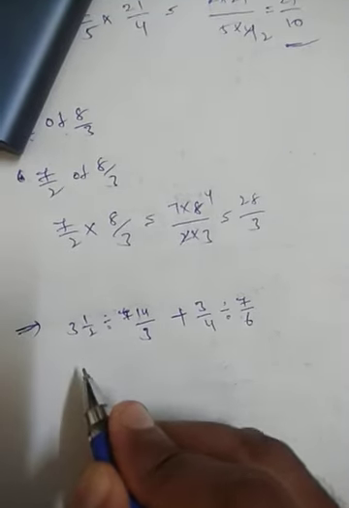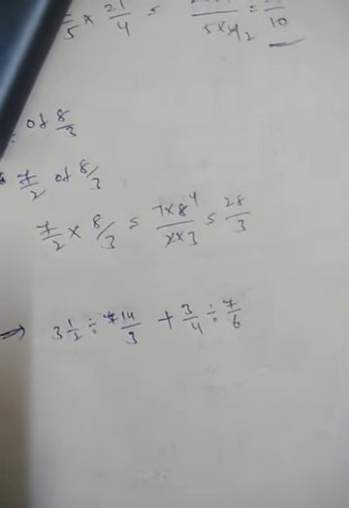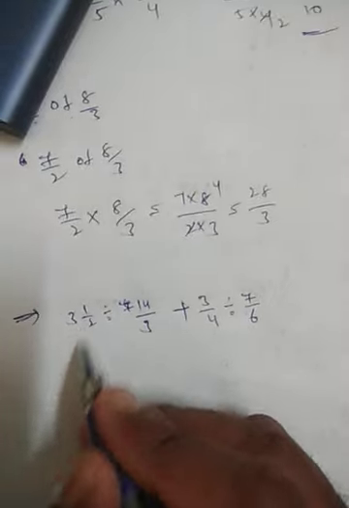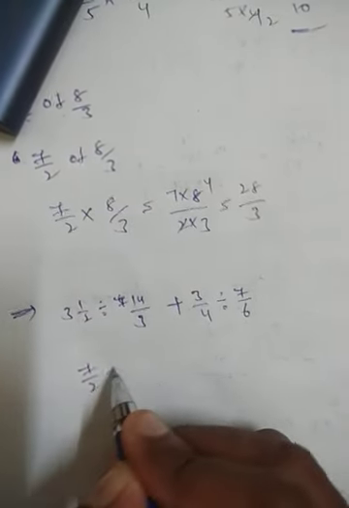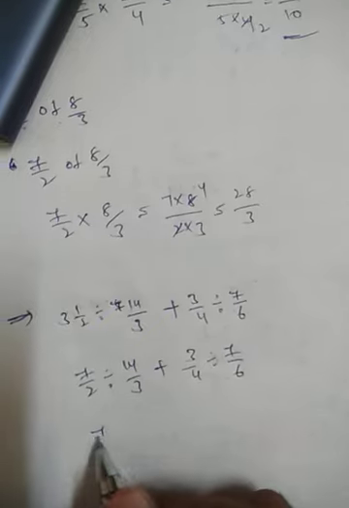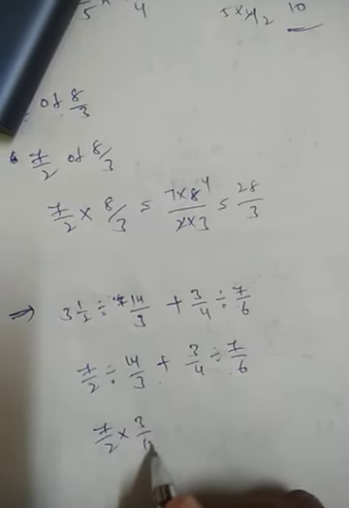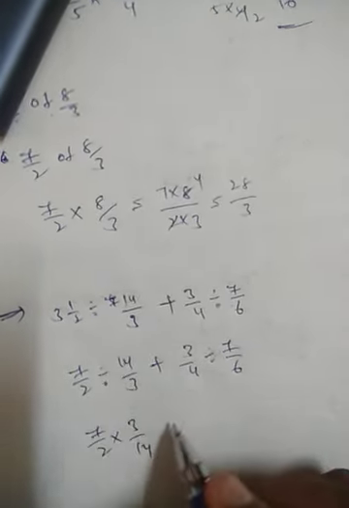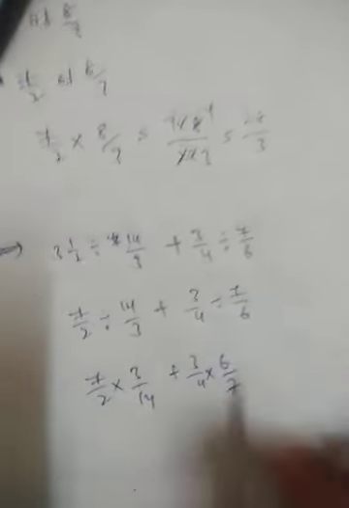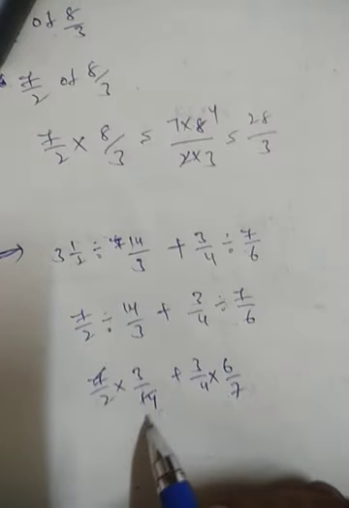To simplify this one, as per the BODMAS rule, what we have to take? Bracket, of, division, multiplication. Bracket is not there, of is not there, so first we have to do this division. First convert this into a mixed fraction. 3 twos are 6, 6 plus 1, 7 by 2 divided by 14 by 3 plus 3 by 4 divided by 7 by 6. 7 by 2 into, division by a number is multiplication by its reciprocal, plus 3 by 4 into, division by a number is multiplication by its reciprocal.